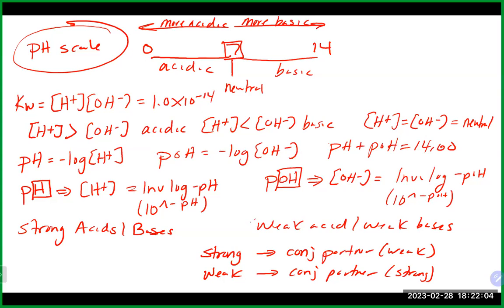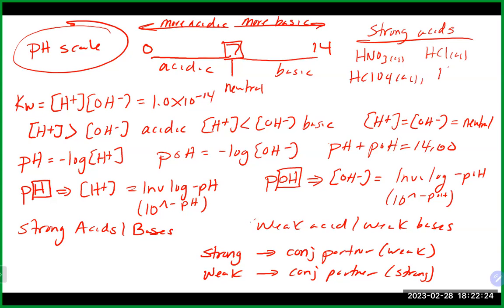There's a list of some strong acids that we talked about. Strong acids 100% dissociate in solution. So do strong bases. You have your nitric acid, your hydrochloric acid, your perchloric acid, your hydrobromic acid, your hydroiodic acid, and your sulfuric acid. So this is a nice list of some strong acids.